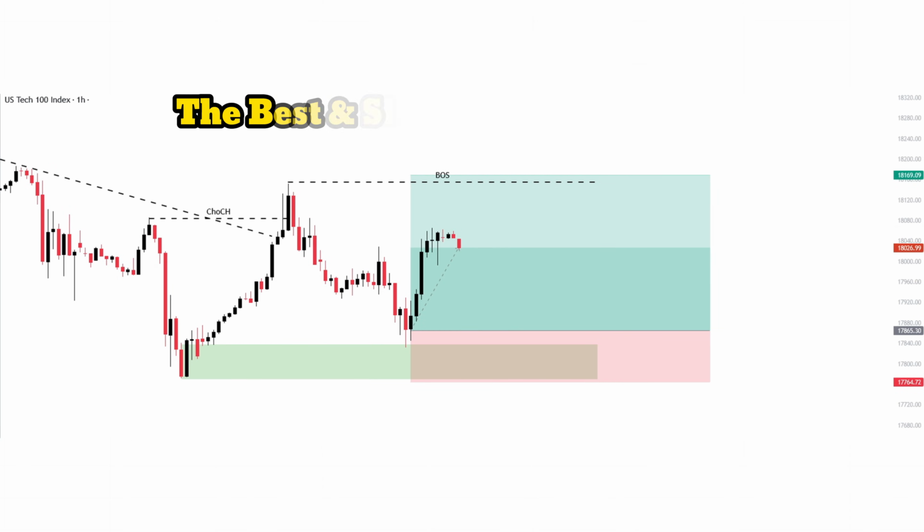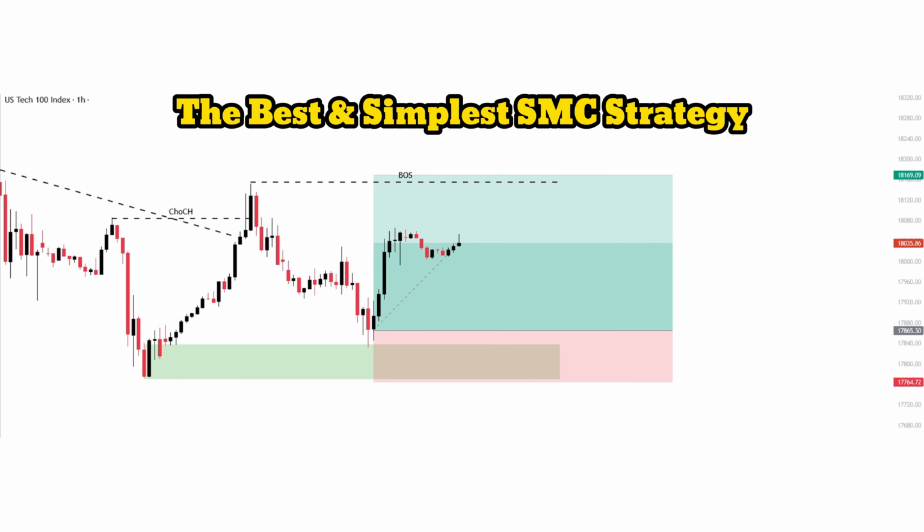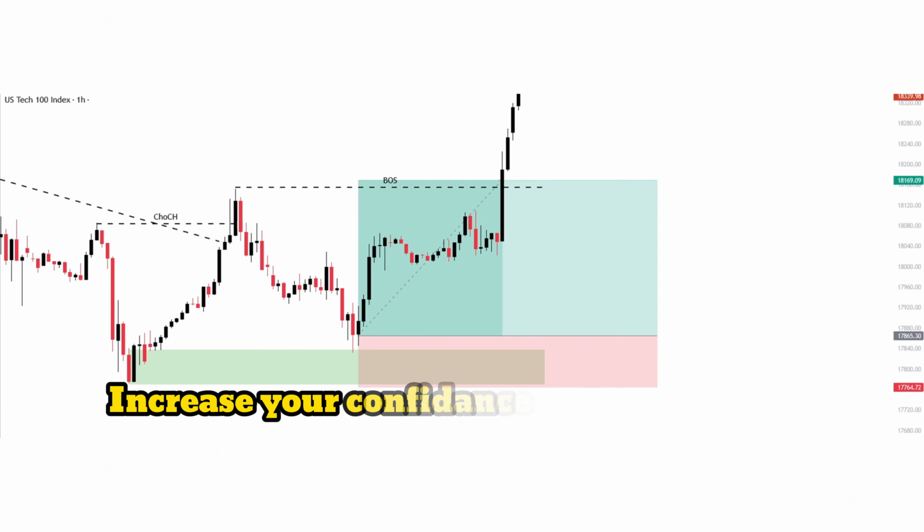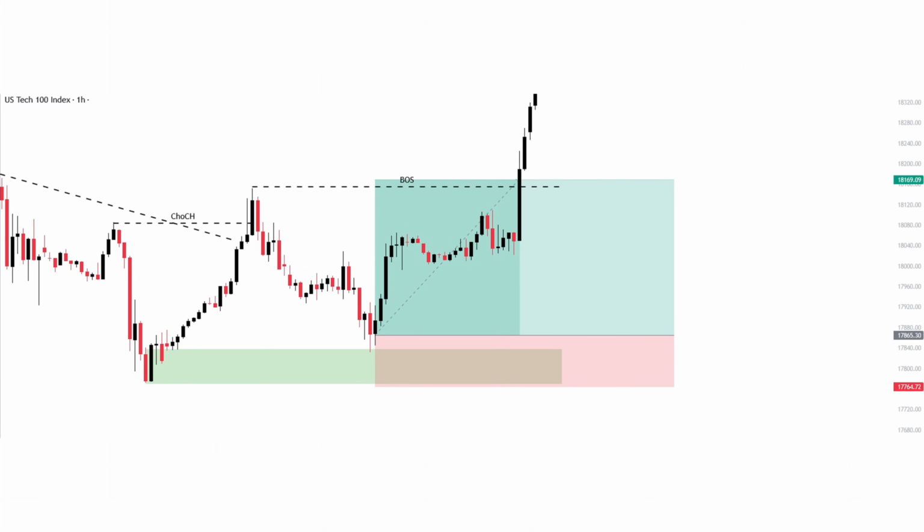Are you looking for one of the best and simplest ways to trade the markets? We will be covering a powerful strategy with relatively safer entries that will probably increase your confidence in your trading. So let's get started, traders.